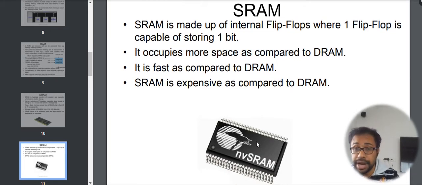Now SRAM, static RAM, is made up of internal flip-flops where one flip-flop is capable of storing 1 bit. It occupies more space compared to DRAM and it is fast as compared to DRAM. SRAM is expensive compared to DRAM. Yes, faster, expensive, but the only limitation is that the memory access time of SRAM is quite higher, but it can store a huge amount of data.